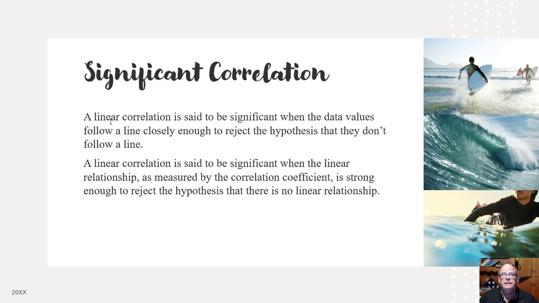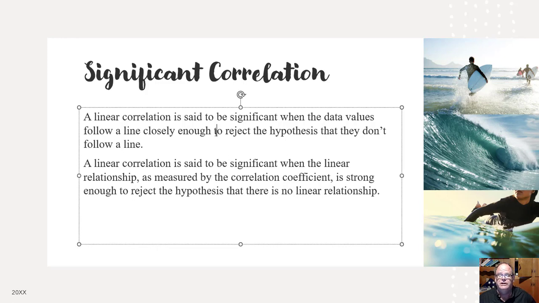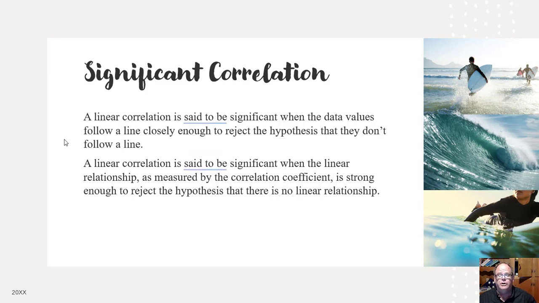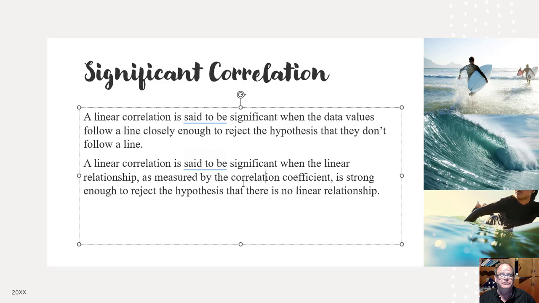All right, so a linear correlation is said to be significant when the data values follow a line closely enough to reject the hypothesis that they don't follow a line. Another way to put this, a linear correlation is said to be significant when the linear relationship, as measured by the correlation coefficient, is strong enough to reject the hypothesis that there is no linear relationship, right? So these two are pretty much the same thing. It's just the first one is in terms of the graph. The second was in terms of the correlation coefficient.